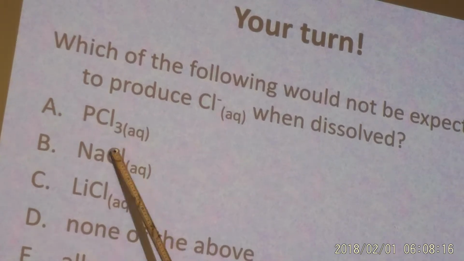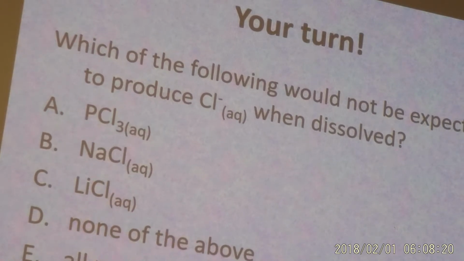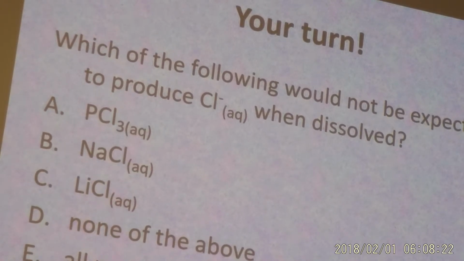How about PCl3? What's the name of that compound? Is it phosphorus chloride? What's the name of PCl3? It's phosphorus trichloride. Why is it called that?